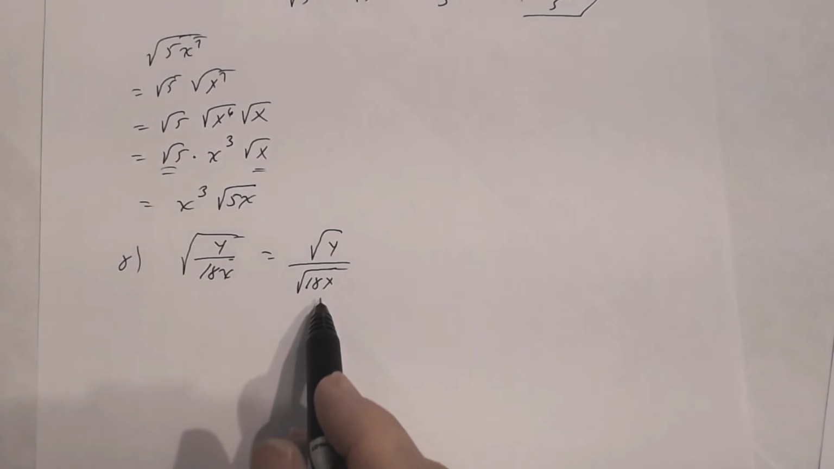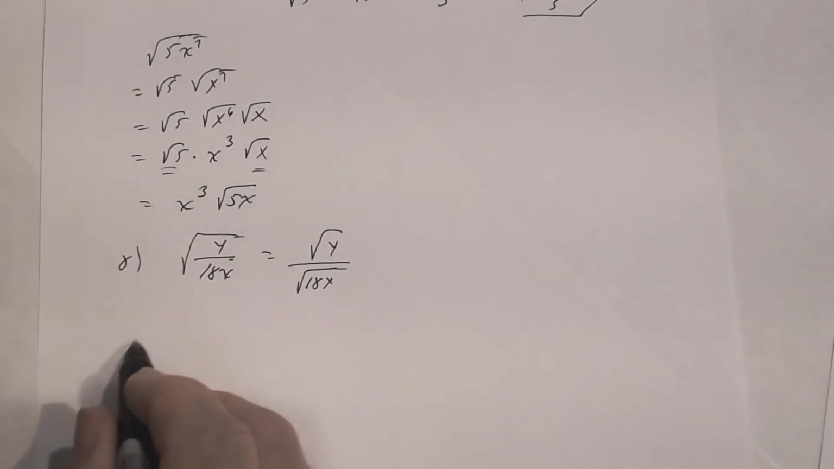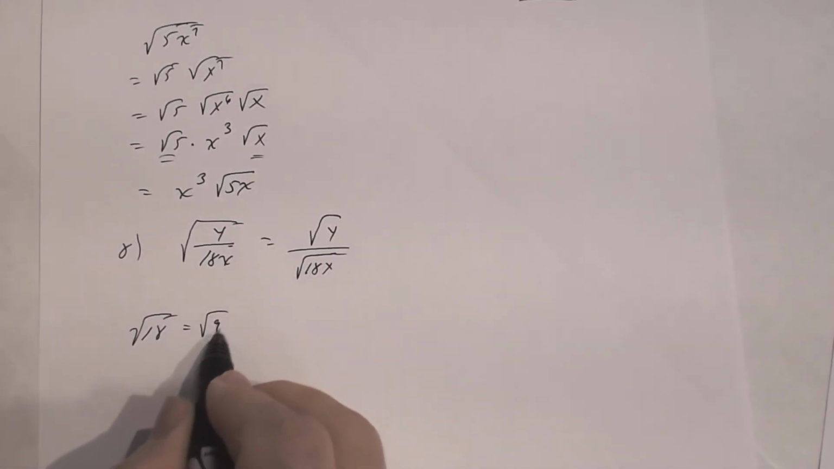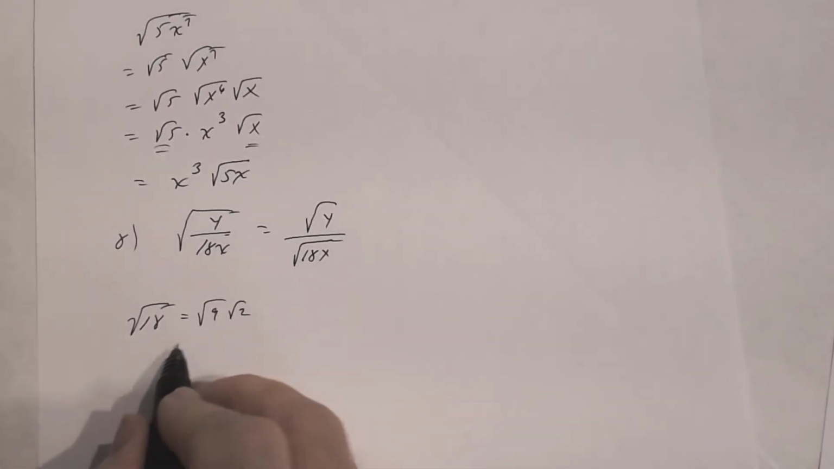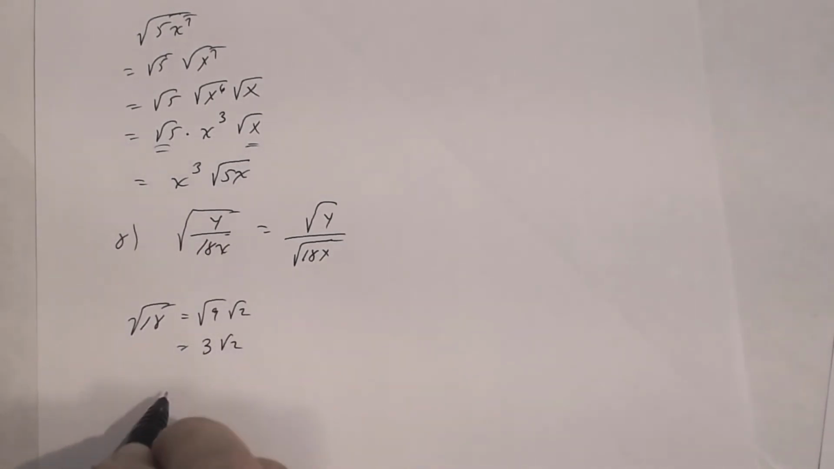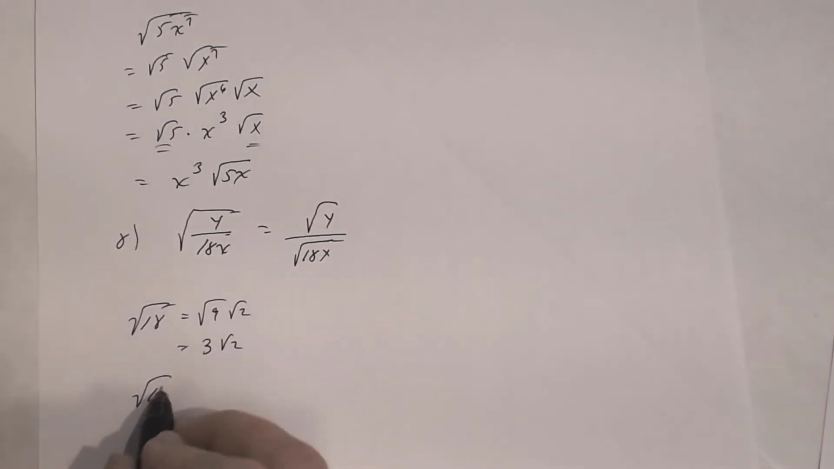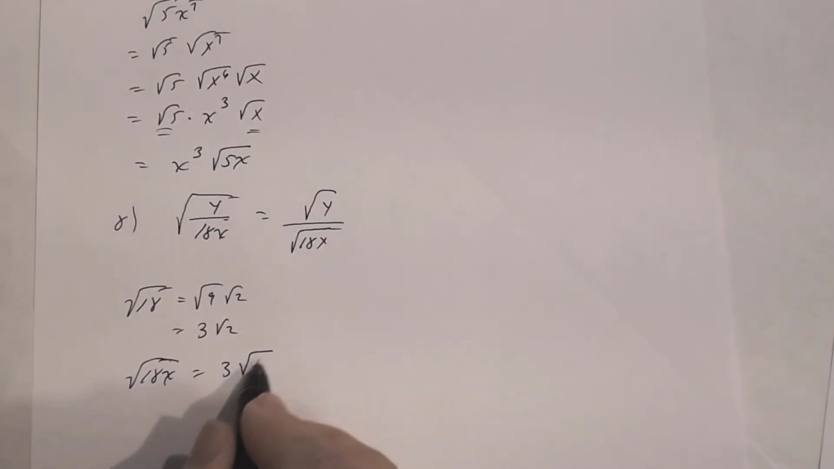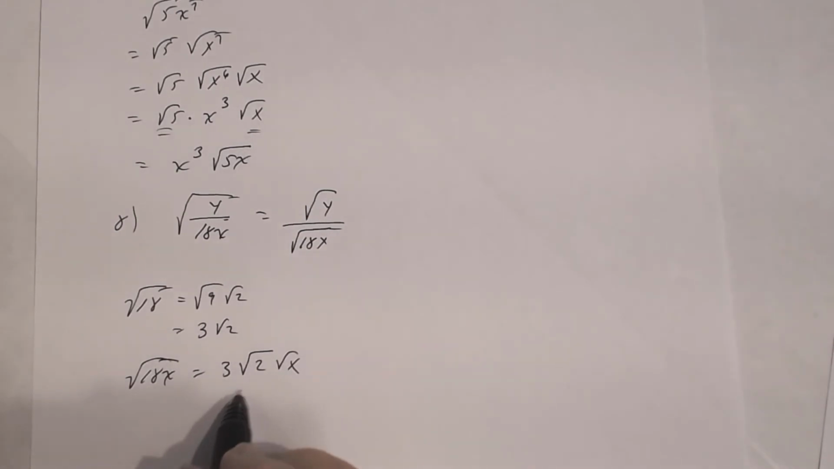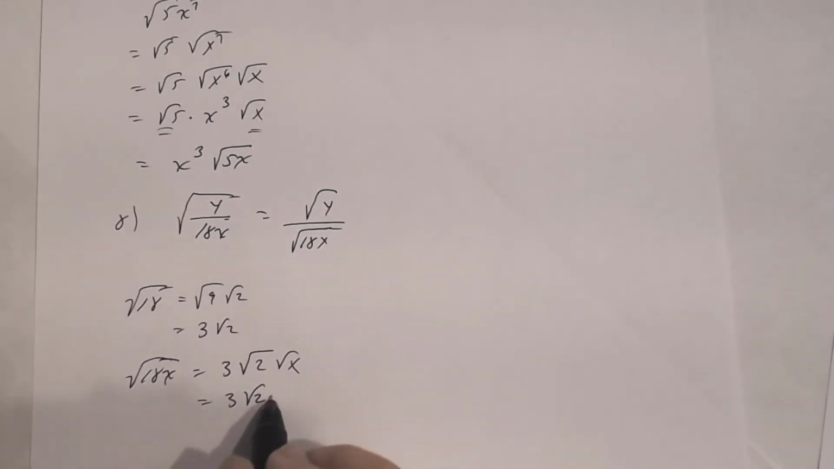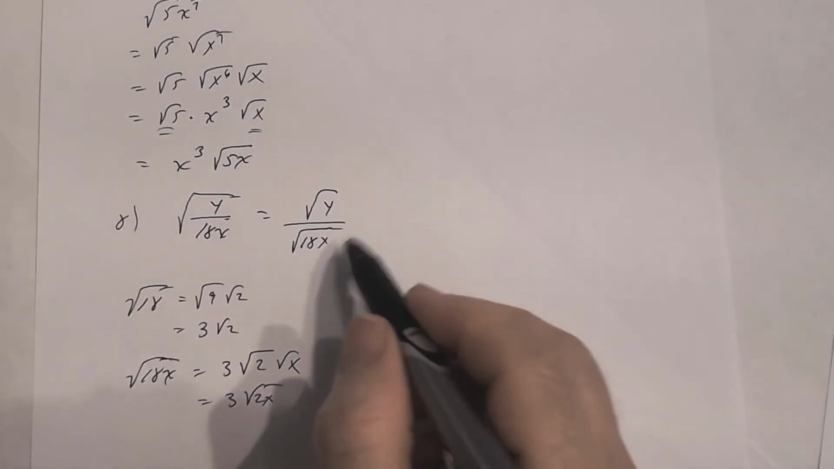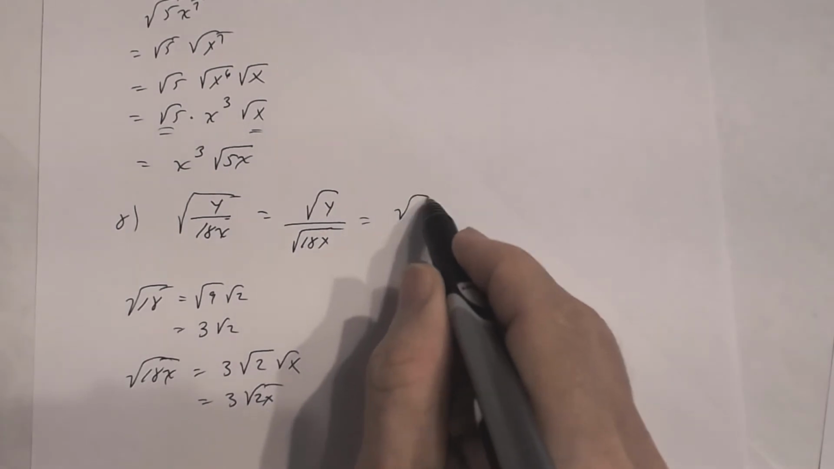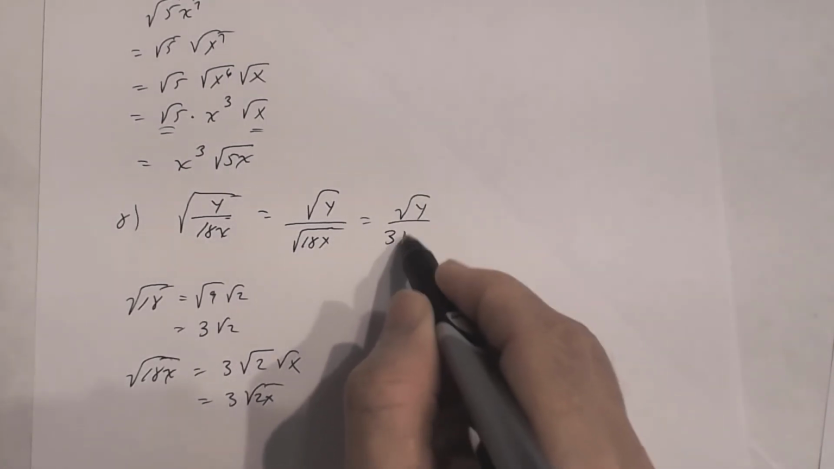That's the situation we have here, because I want you to notice that I can simplify the square root of 18. That's the square root of 9 times the square root of 2, and the square root of 9 is 3, so you get 3 square root of 2. So the square root of 18x would be 3 times the square root of 2 times the square root of x, and so that's 3 square root of 2x. That's one approach, so let's do that one first. I'm going to rewrite this as 3 square root of 2x.